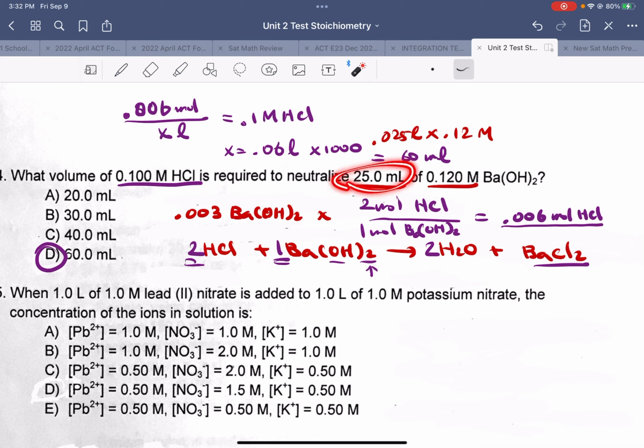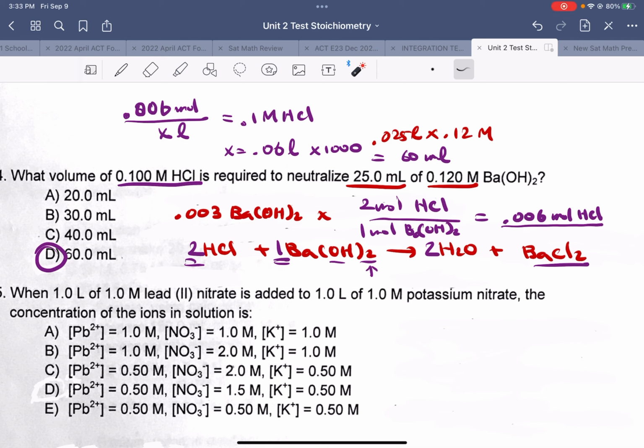So that one times that, okay? So 0.25 times 0.12, then you get 0.003 mole barium hydroxide. Now, if you set up the chemical equation, I know the ratio is 1 mole barium hydroxide, you need 2 more of hydrogen chloride. So 1 to 2 like that. So I need this mole to neutralize, so 0.006 mole of HCl. Then how many milliliter are you gonna need?